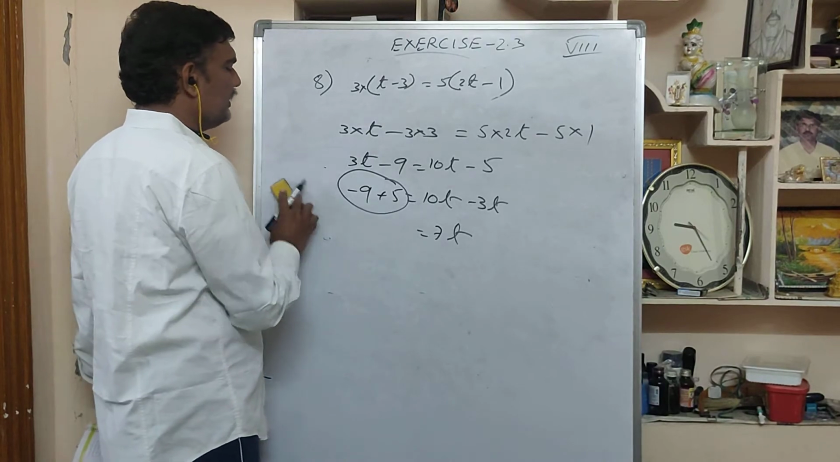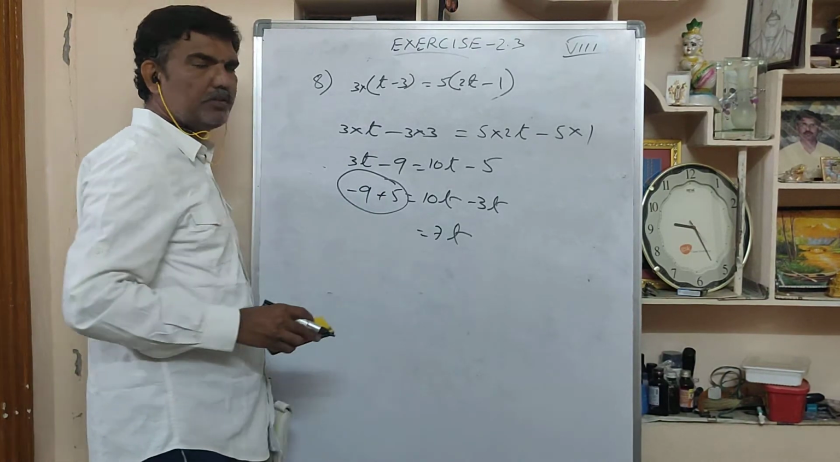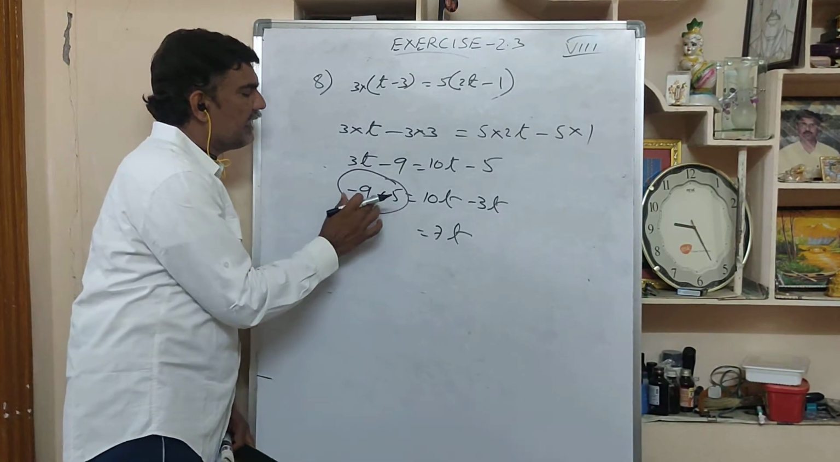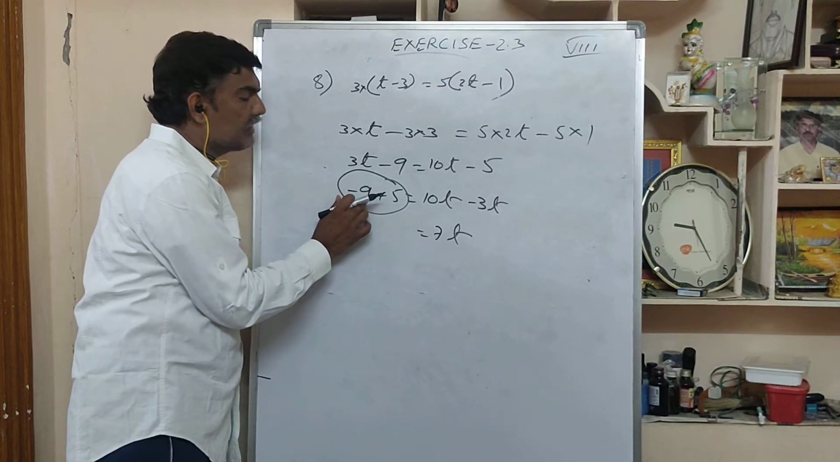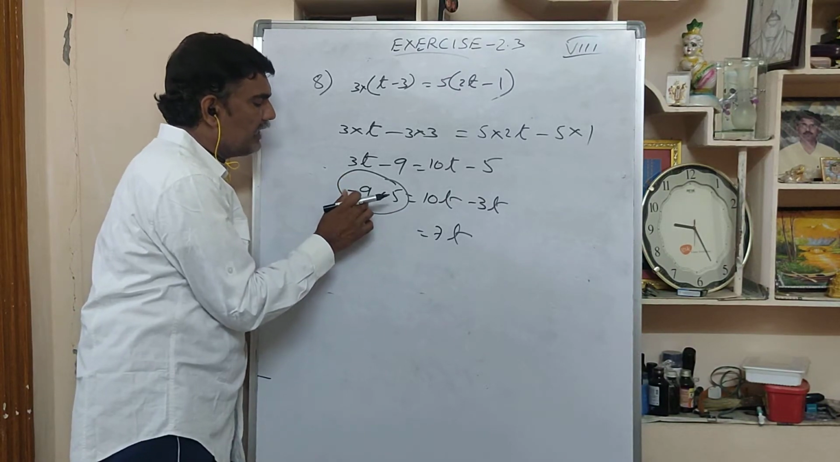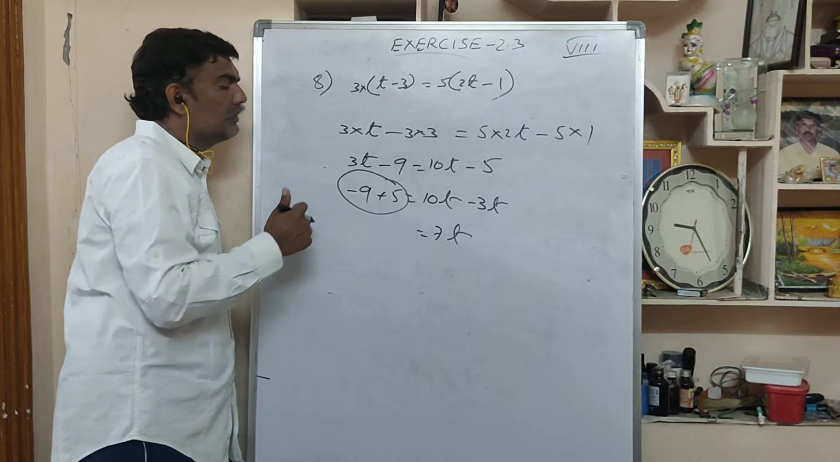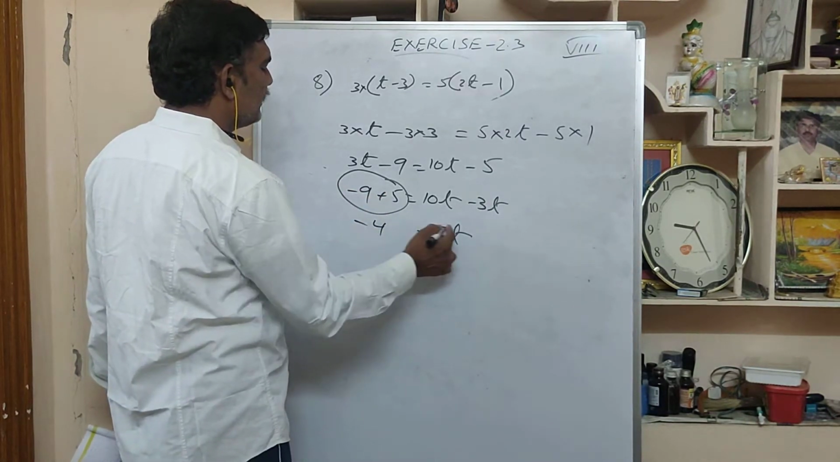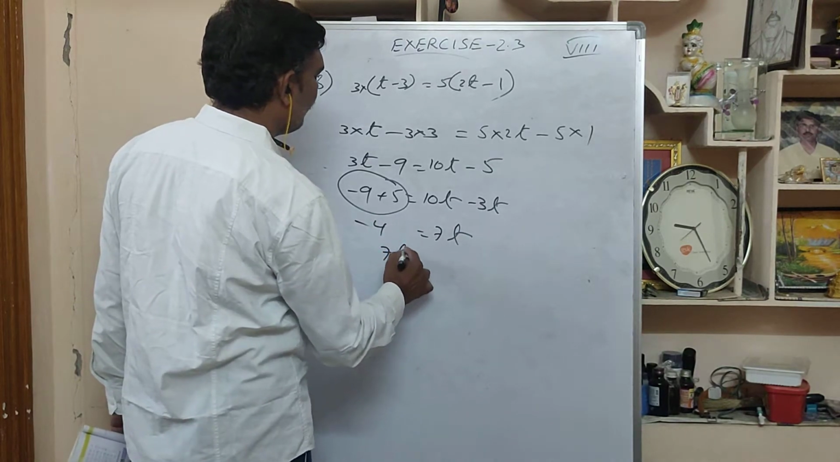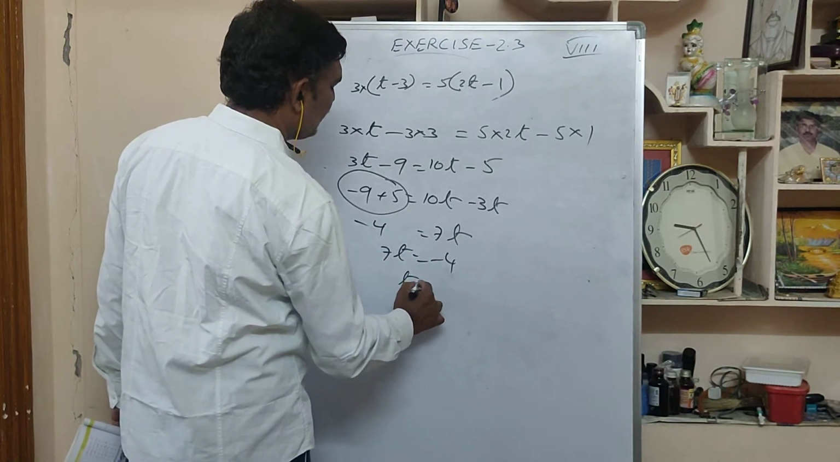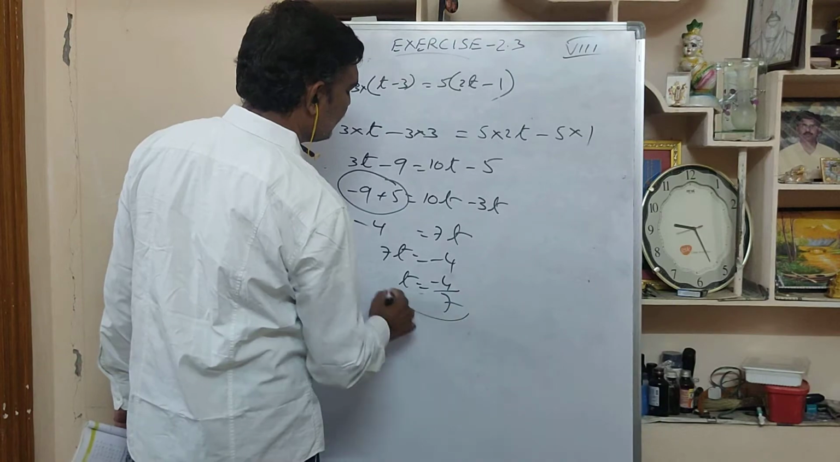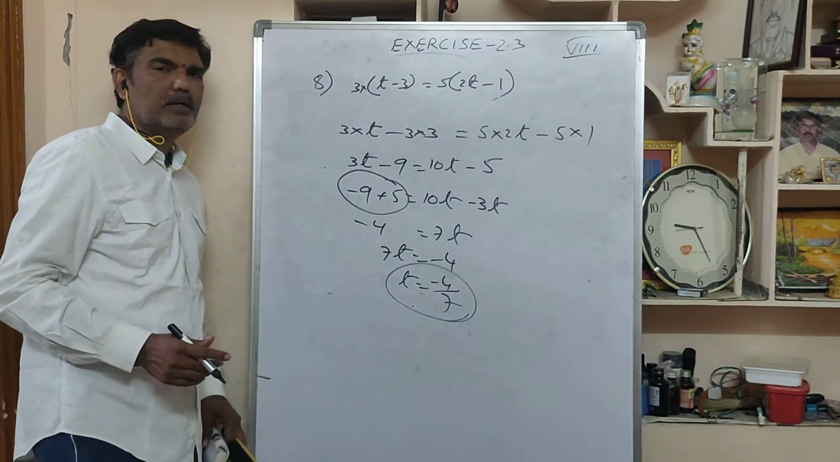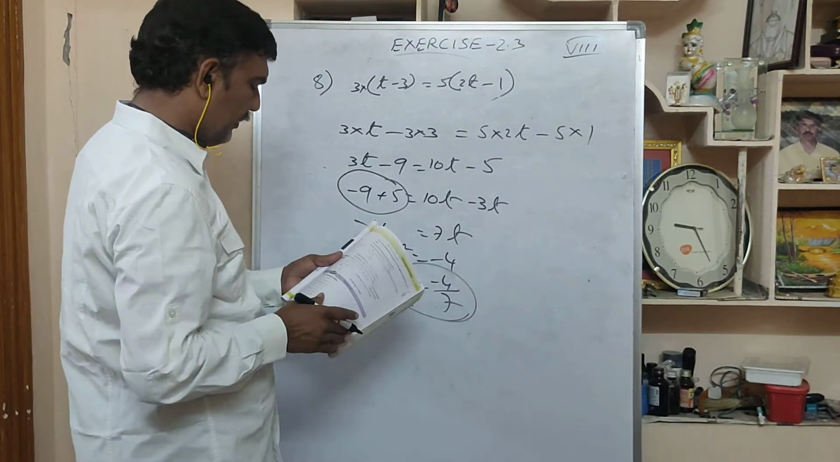So what you have to do is, you should do subtraction. Which number is greater? 5 is greater or 9 is greater? 9 is greater. So greater number is having which symbol? Minus. So in answer you will get minus. From 9 subtract 5, 4. So 7t is equal to minus 4. And t is equals to minus 4 by 7. Okay. Next, another problem we will see.